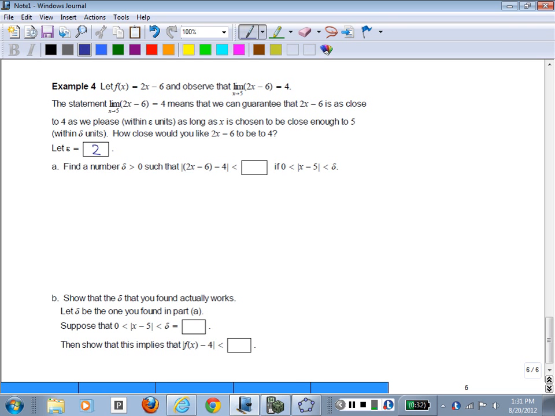So what I do is this. I know that the absolute value of f of x minus 4, that is 2x minus 6 minus 4, has to be less than 2. Ultimately, we want that distance, f of x, to be no more than 2 units, or actually strictly less than 2 units away from 4.